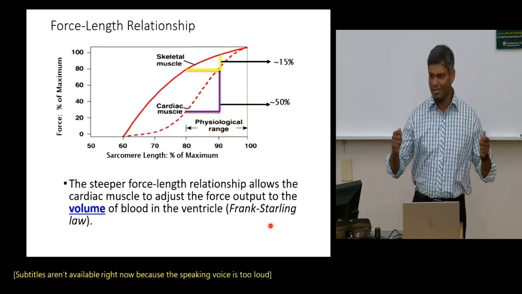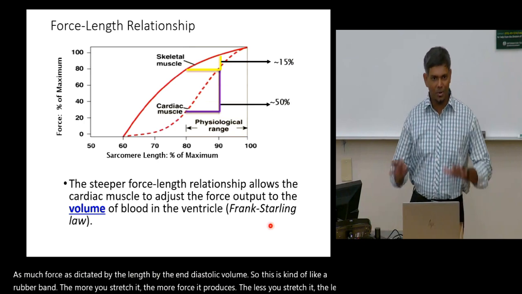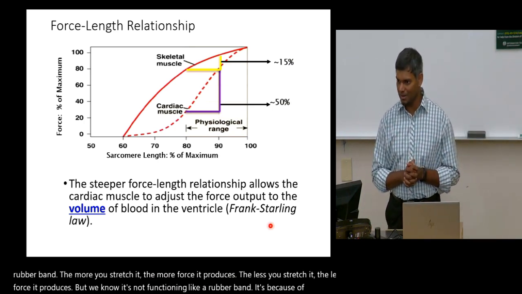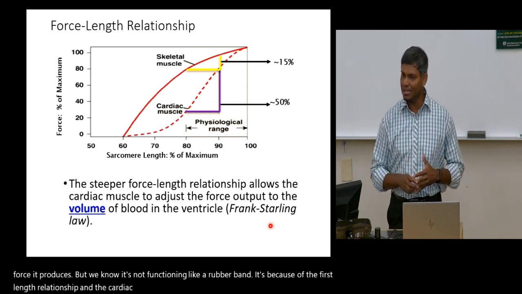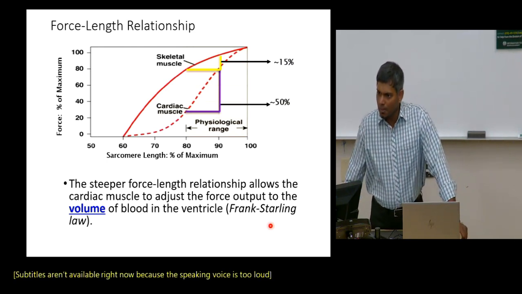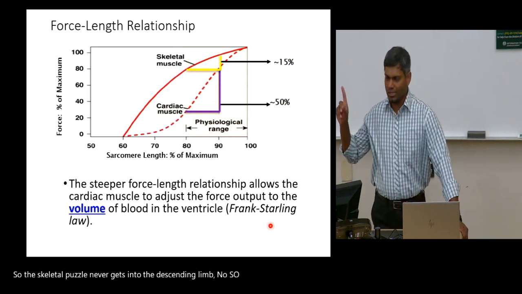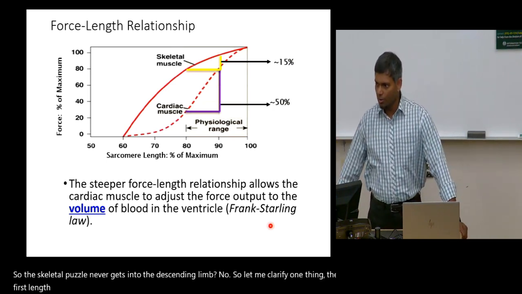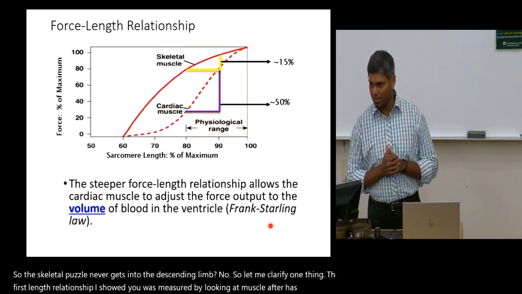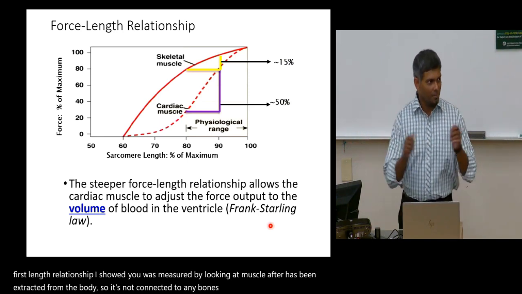The more you stretch it, the more force it produces. The less you stretch it, the less force it produces. But we know it's not functioning like a rubber band. It's because of the force-length relationship and the cardiac muscle functioning in the ascending limb. Yes? So the skeletal muscle never gets into the descending limb? No. Let me clarify one thing. That force-length relationship I showed you was measured by looking at muscle after it's been extracted from the body. So it's not connected to any bones, and that's how they can make this measurement.